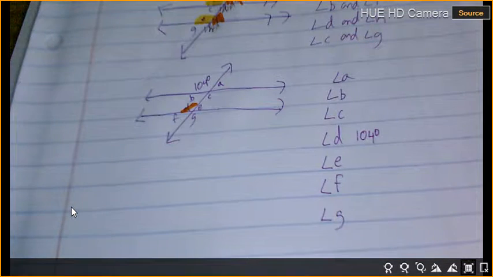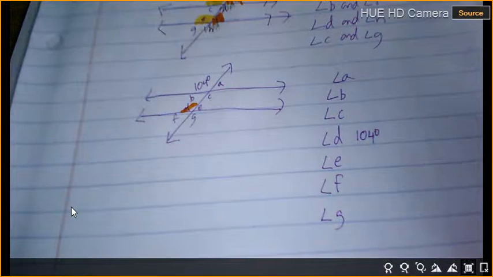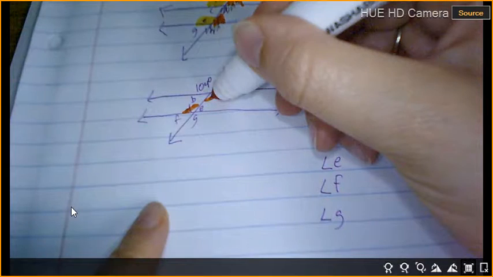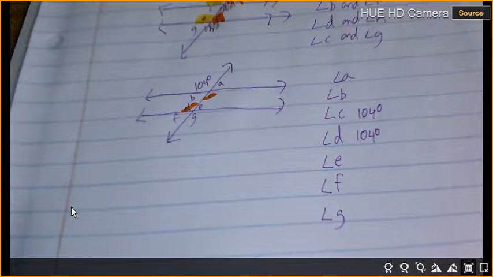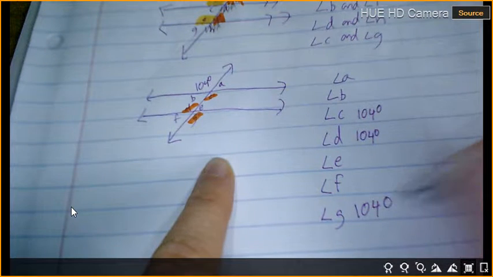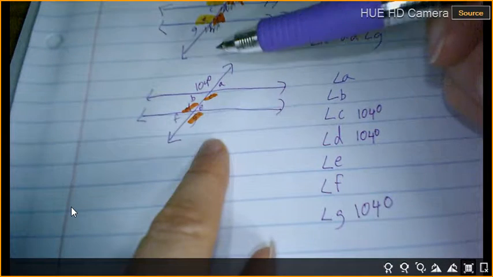Okay. What else can we find using a linear pair or vertical angles? So that was yesterday's. Yes? C would also be 104. Good. What's the vertical angle for D, guys? G, and it would also be 104, right? Okay. So I've got all those.